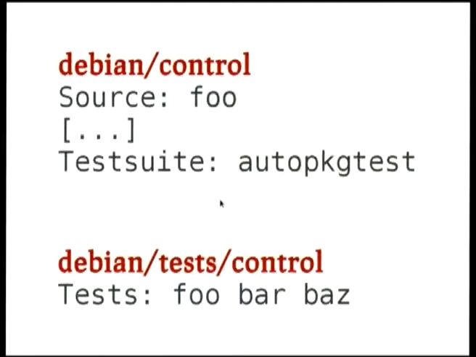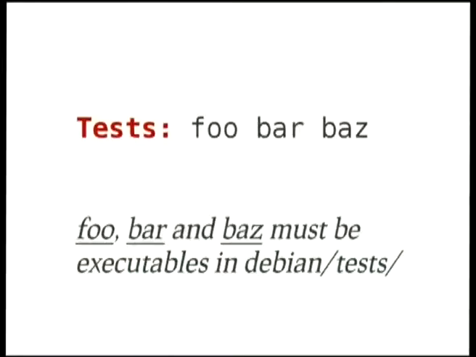But if you are writing your tests specifically for your package, you want this header here. It used to be XS-Testsuite, but you don't need that today. You can just use Testsuite. The package in Jessie already supports that, so it should be good by now. And then you have an extra control file, debian/tests/control, in which you list your tests. That's what the rest of the spec is about.